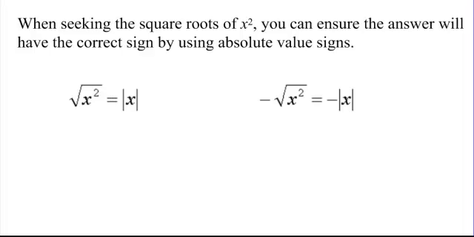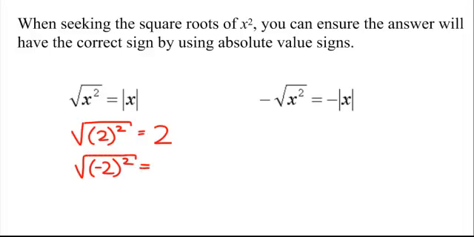So when seeking the square root of something like x squared, you can ensure the answer will have the correct sign by using absolute value signs. And this is just something that's kind of understood, but we have to define it first. So if we take the square root of x squared, our answer is just plain old positive x. If you take the square root of 2 squared, we assume that it's just positive 2, because if we plug in negative 2 and square it, when we take the square root of this, we're really taking the square root of 4, and we just assume that it's positive 2.